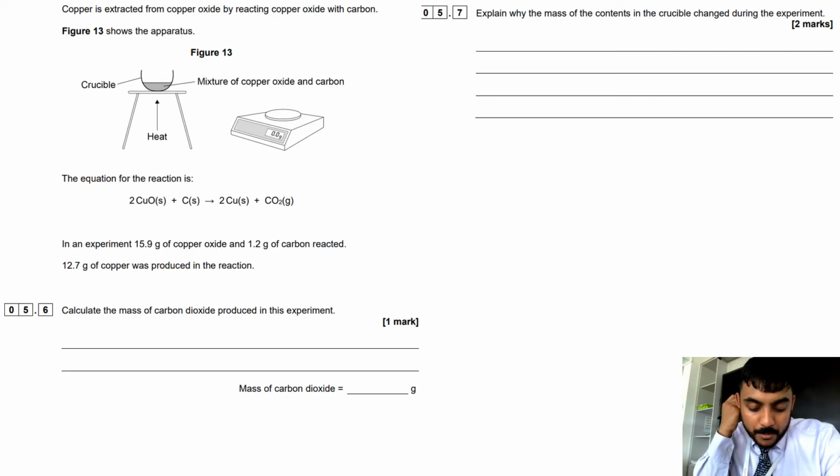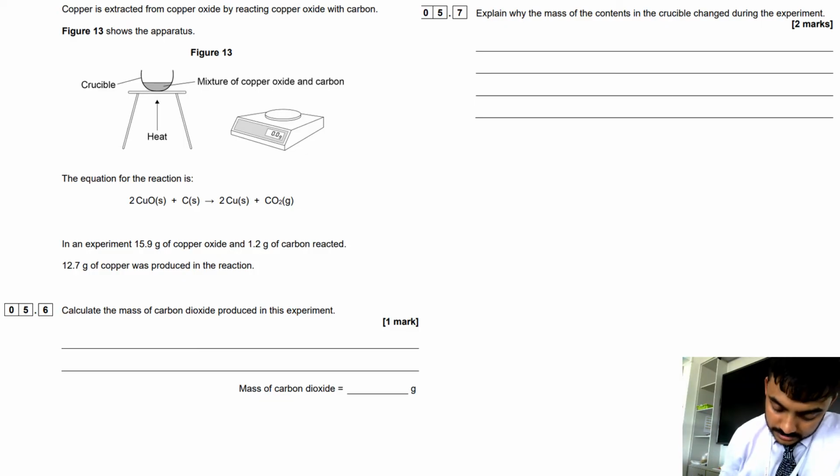Copper is extracted from copper oxide by reacting copper oxide with carbon. Here's a crucible and a mixture of copper oxide and carbon, and heat is applied from the bottom. The equation is copper oxide plus carbon makes copper and carbon dioxide. In an experiment, 15.9 grams of copper oxide and 1.2 grams of carbon reacted. 12.7 grams of copper was produced in the reaction. Calculate the mass of the carbon dioxide produced in this experiment.